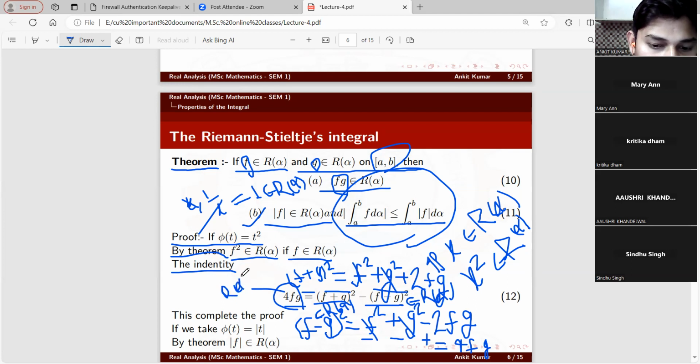So the product of the two functions is also Riemann Stieltjes integrable. We prove this theorem by using three things. First of all, we use the identity (a plus b) whole square and (a minus b) whole square, and by subtracting these two identities, we evaluate for fg. Now using the properties, if f1 belongs to R alpha and f2 belongs to R alpha, then their sum and difference also belong to R alpha. After that, we use the theorem: if f belongs to R alpha, then f square also belongs to R alpha. So using these three properties, we prove that the product of two Riemann Stieltjes integrable functions is also Riemann Stieltjes integrable. This completes the proof.